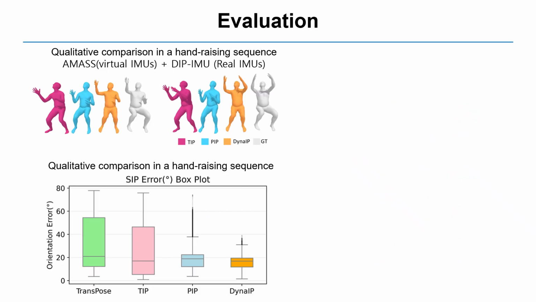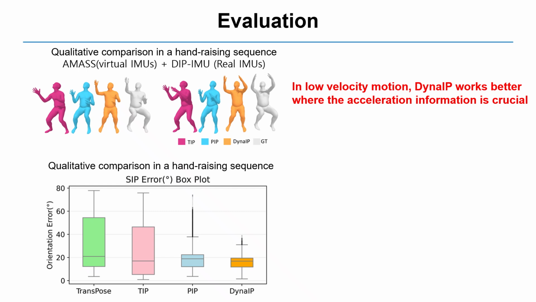The top row shows a qualitative comparison for a hand-raising sequence. TIP and PIP struggle to capture subtle pose nuance, while Dynamic Inertial Poser closely matches the ground truth by effectively leveraging acceleration data. The bottom plot is a box plot of SIP orientation error across methods. You can see that Dynamic Inertial Poser not only has the lowest median error, but also fewer outliers compared to TransPose, TIP, and PIP. These results demonstrate that our approach achieves better performance than other baselines.